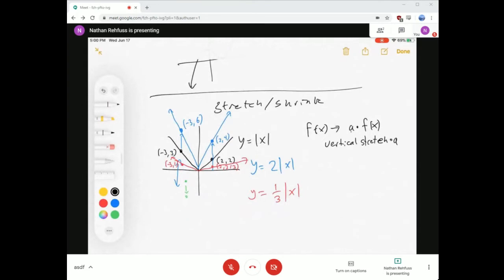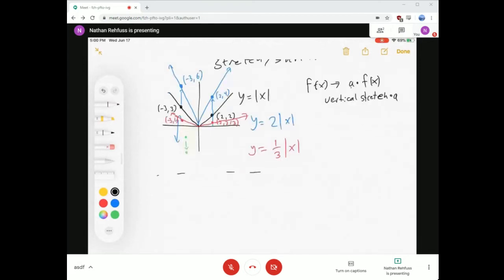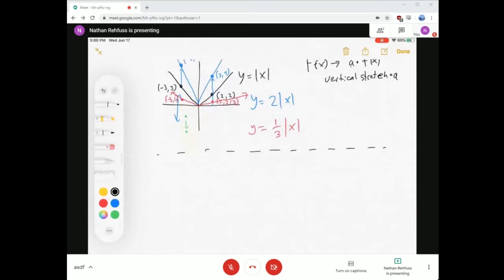Now, what if I want to do a horizontal stretch? Then I'd have to multiply the x coordinate, right? So let's say I have f of x equals, I don't know, how about the square root of x? And let's say I turn that into g of x is f of 2x. So that'd be the square root of 2x. I've multiplied the input by 2. Think back to horizontal shifts. What would you expect this to do?